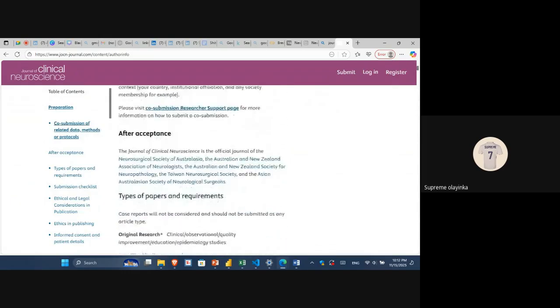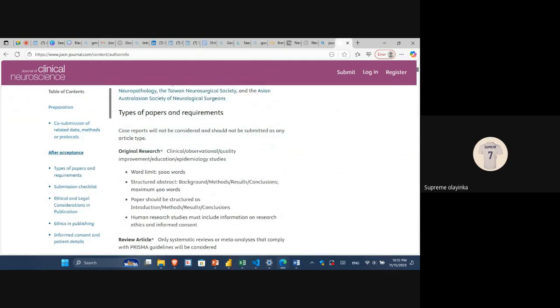So let's see what type of paper. The first thing is they said case report will not be considered and should not be submitted as any article type. So you don't want to write a case report research paper and submit it to this journal. They will just reject it. So those are the things that lead to rejection of a manuscript.